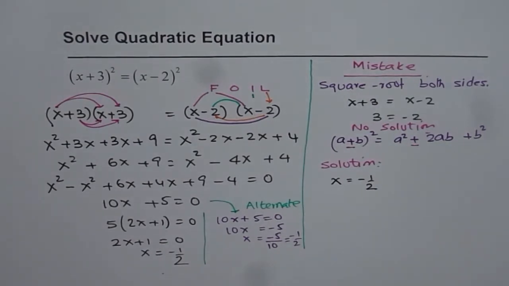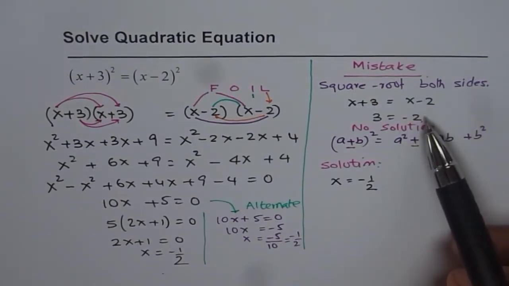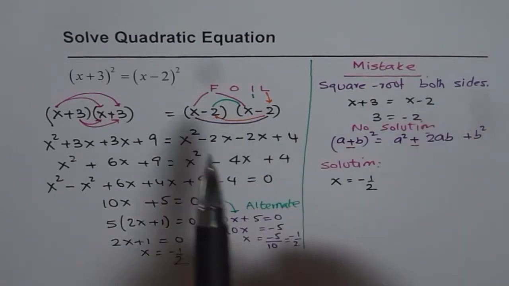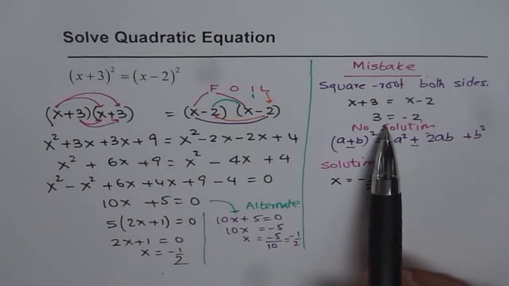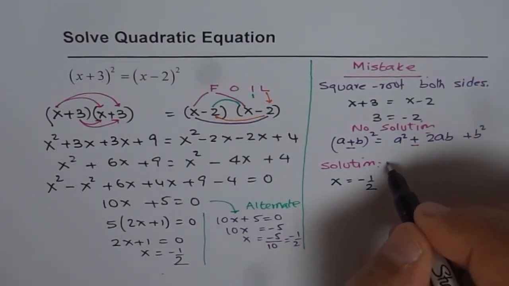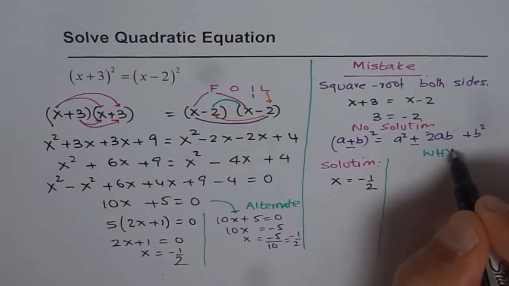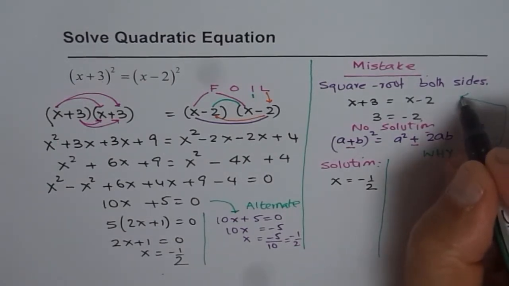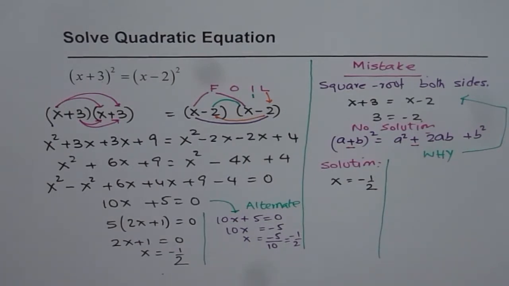Now the question is, why didn't we get the answer here? When we square rooted, we got no solution, 3 equals minus 2, but when we expanded and did the question, we got a solution, right? So why did we get this solution? Why couldn't we get this solution earlier? That is a big question to answer, right? So why was this wrong is my question to you. Now how do I answer this question? Now there are a couple of ways to answer this question.